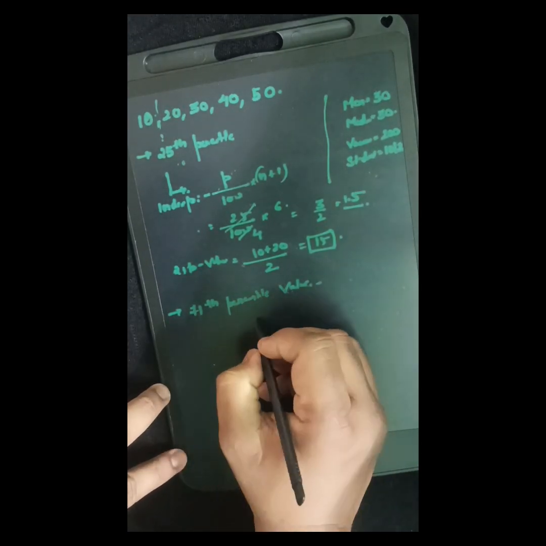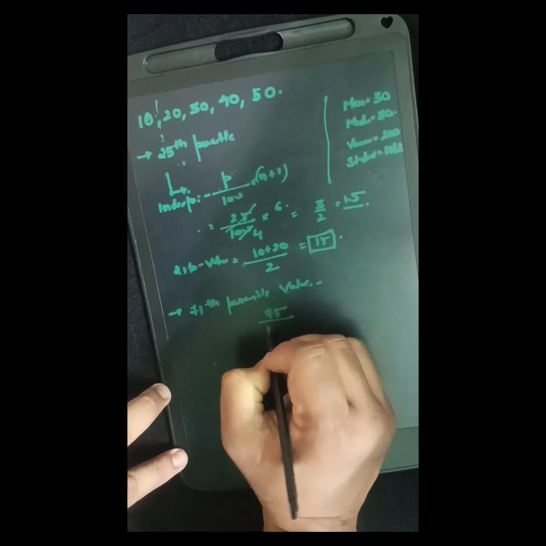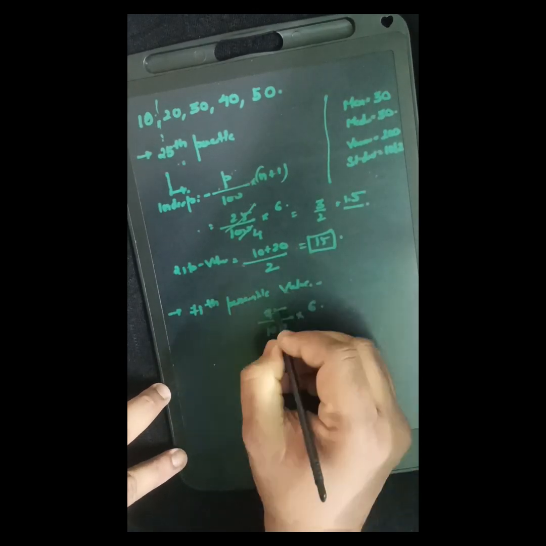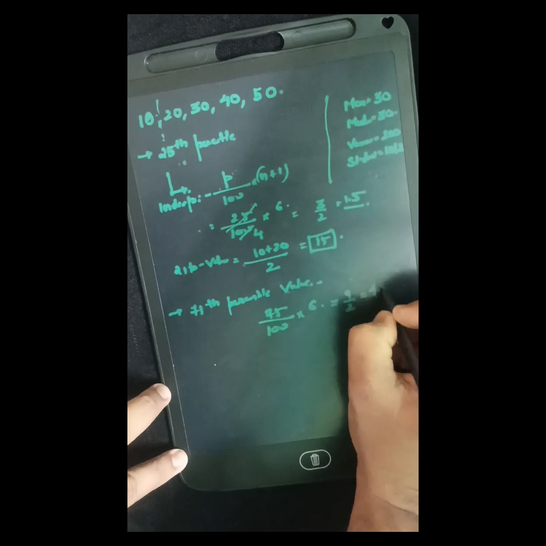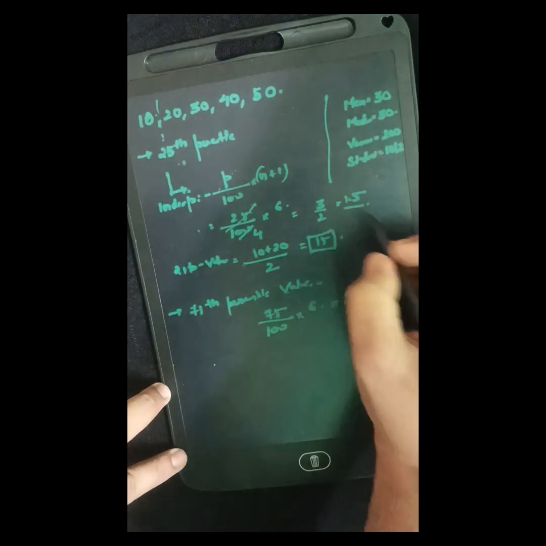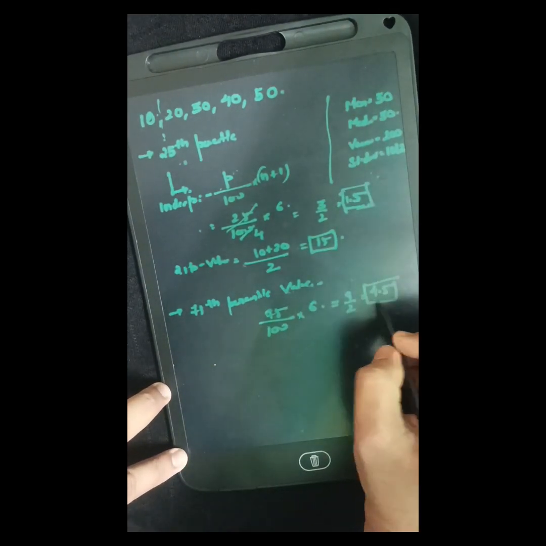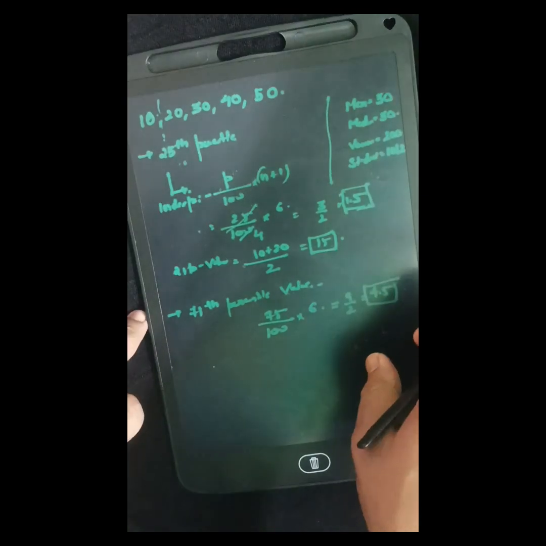How much would it be? Again 75 by 100 into 6, I am doing it directly, and the value would be 9 by 2, which is 4.5. So here it was 1.5, here it is 4.5. So where should it lie?